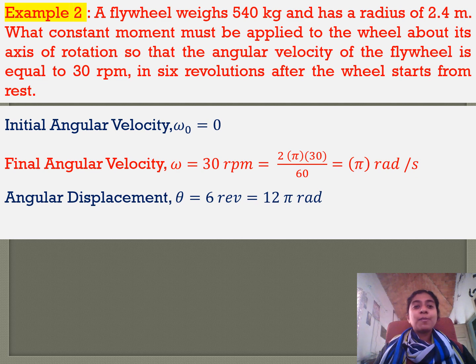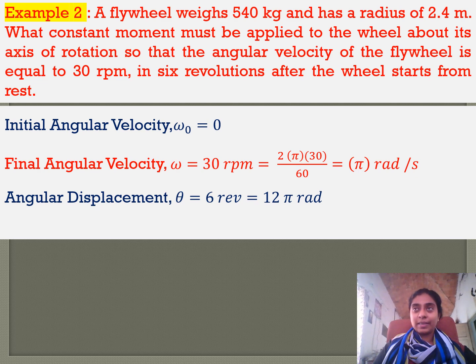Now, angular displacement. We are asked to find the constant moment or torque applied in 6 revolutions. Revolutions means it is nothing but angular displacement. So, the angular displacement is given as 6 revolutions. Converting revolutions to radians, multiply it by 2 pi, so we get 12 pi radians.